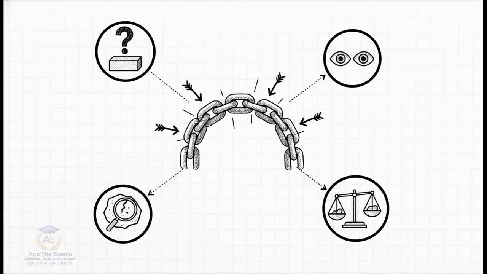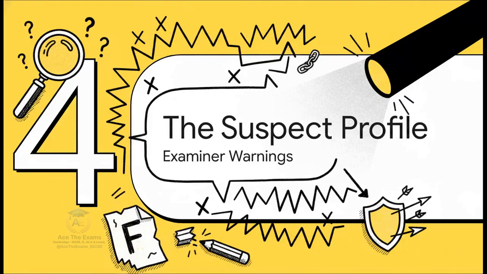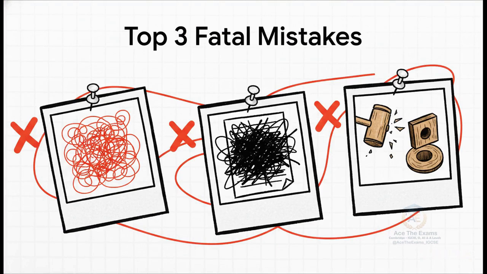Running your evidence through this checklist instantly elevates your answer from a simple descriptive summary to the absolute highest assessment tiers. Section 4. The Suspect Profile. It's time to examine the counterfeit evidence and look at principal examiner warnings. I am handing the investigation files over to you for a live forensic check.